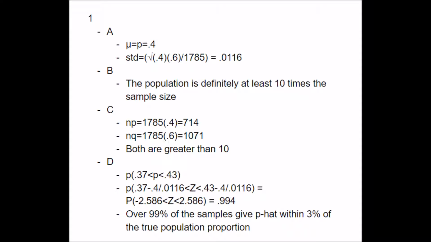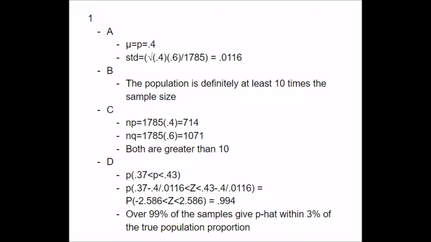Part B asks, explain why you can use the formula for the standard deviation of p hat in this setting. And this is because we follow the rule of thumb number 1 for proportions, which means that the population is at least 10 times the sample size, and we know that it is because there are a lot more than 10 times 1,785 adults in the US.